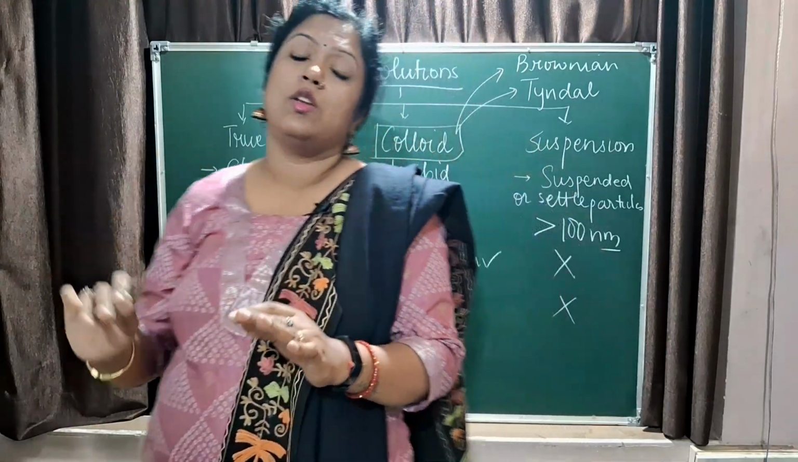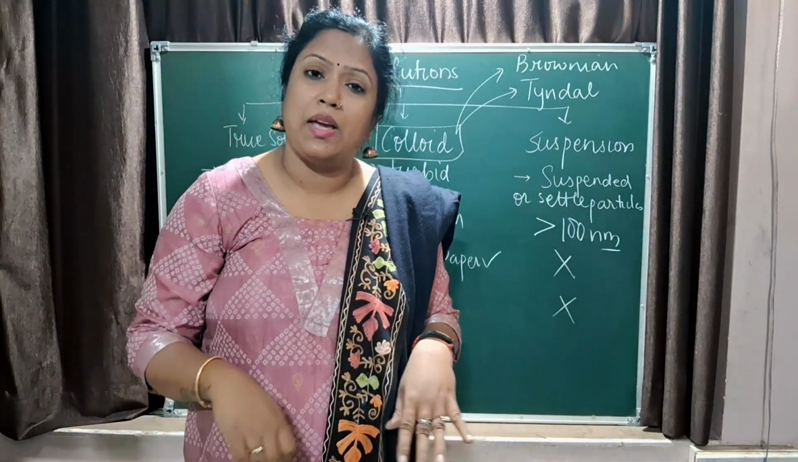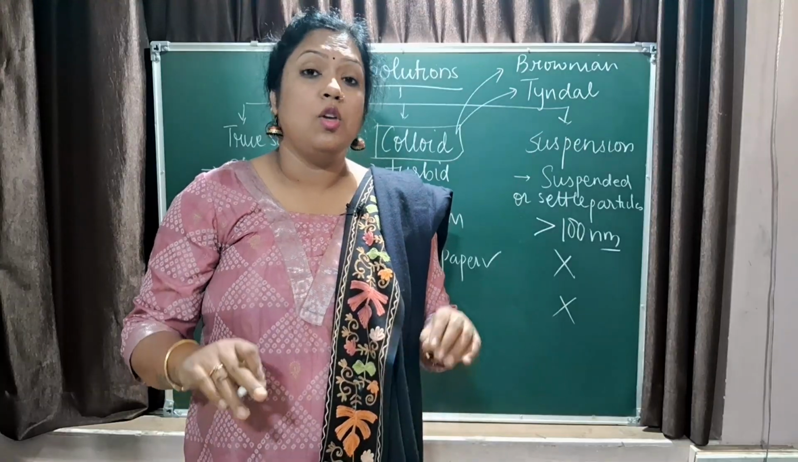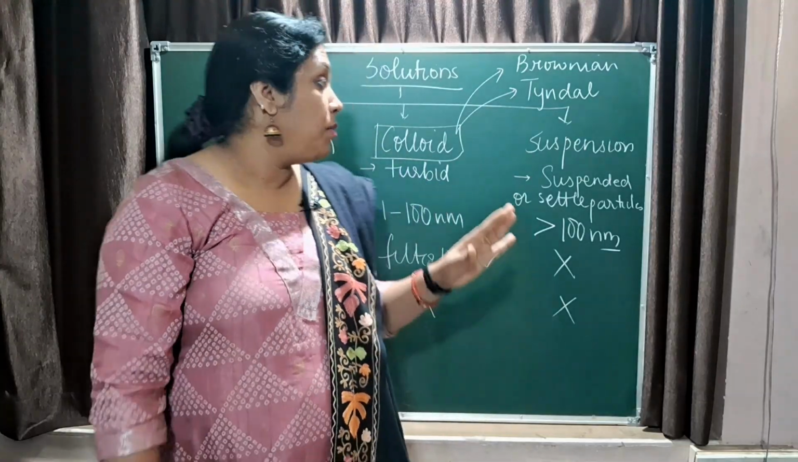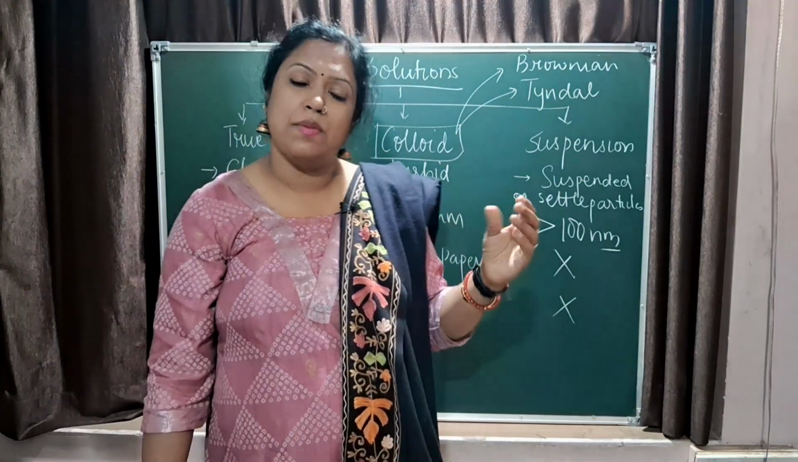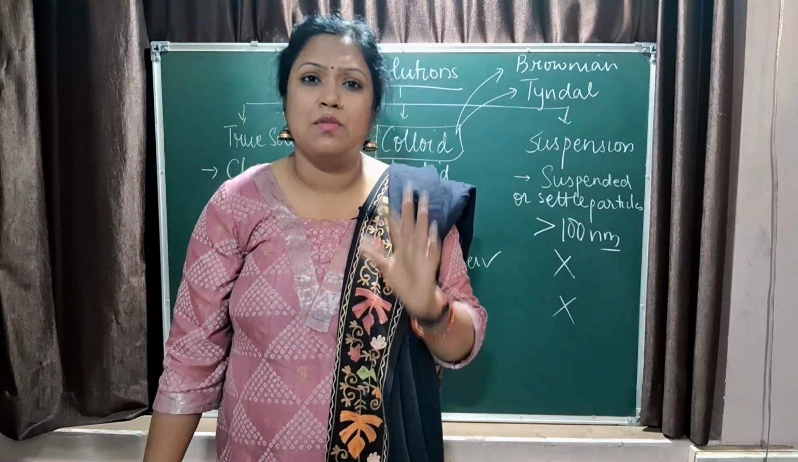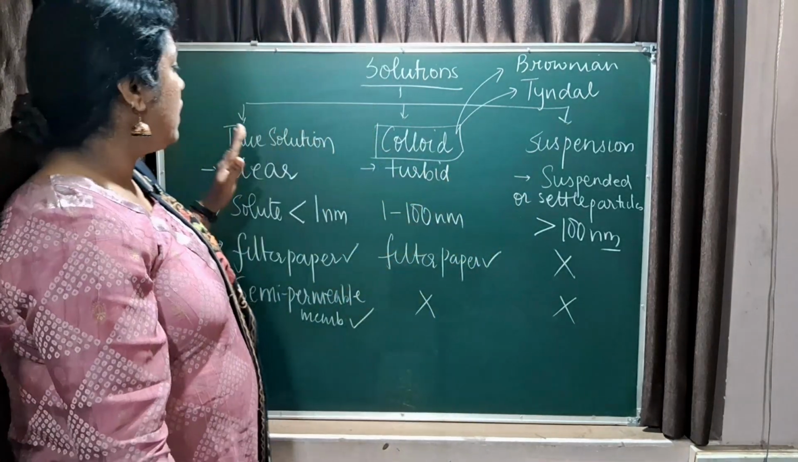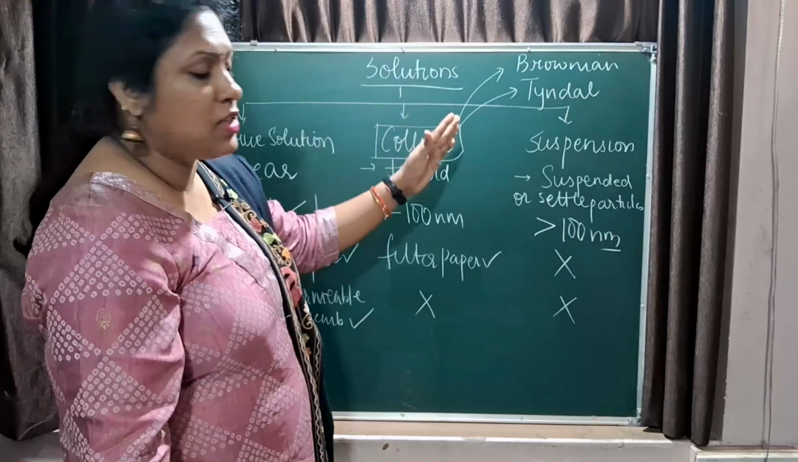When you see a true solution under a microscope, you cannot make anything out. You cannot see the solute. You cannot see the particles present. But when you observe the colloids, you can see the particles present. But they are very small. Okay, that is the difference between a true solution, a colloid, and a suspension.